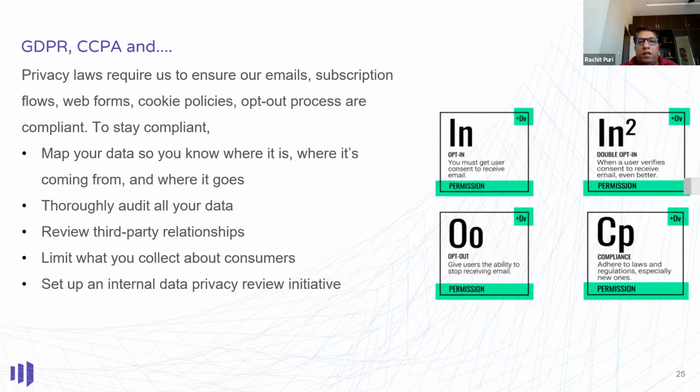And then set up internal data privacy review initiatives. On a quarterly basis or every 6 months, try to look at your leads. How did they come in? See if there have been any compliance complaints, or if leads have come into your system but they are not fully opted in. So keep a regular check on your data.